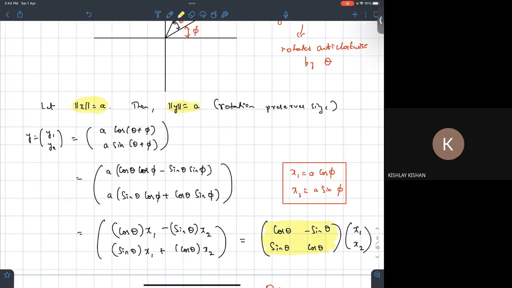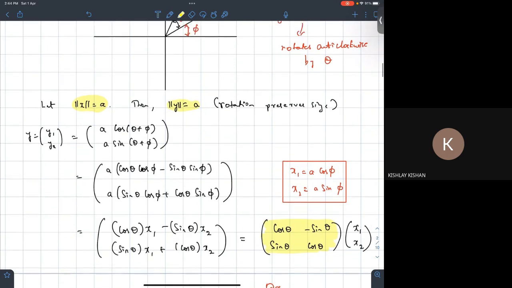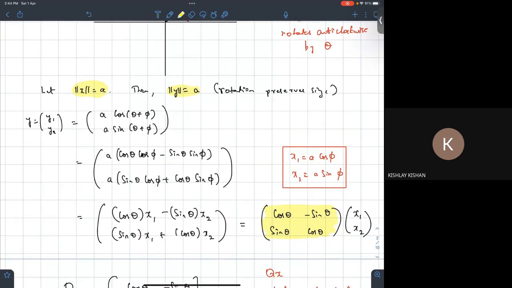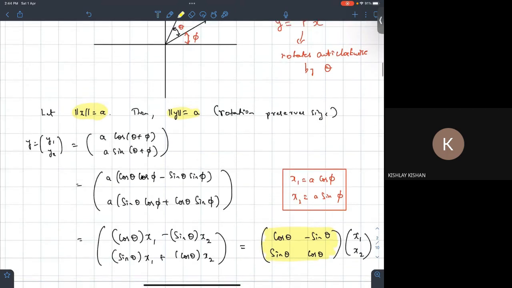This is the rotation matrix that was taught in the last course also, sir. Oh, it was taught. Anyway, it's okay to revise things. This is the standard rotation matrix for 2 dimensions.